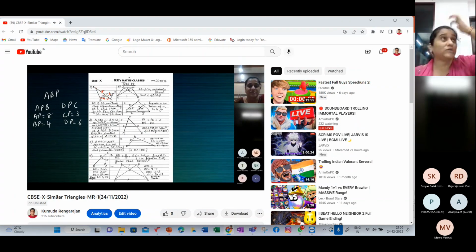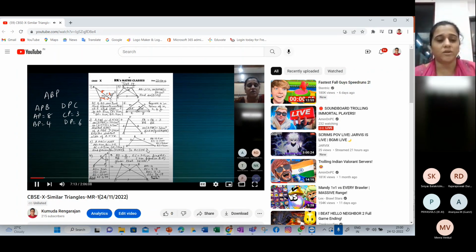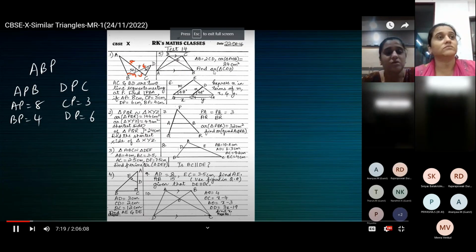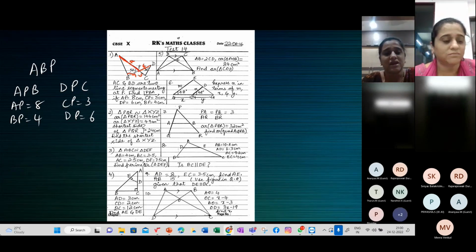It will not be audible, because the speaker is in the projector. It won't be very audible, but I can just show you that sum. Can you see it here? Class, can you see the question here? The sixth one in this paper.